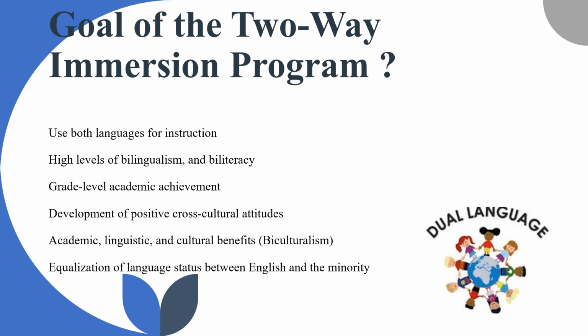What's the goal of two-way immersion program? In this program, the teacher is going to use both languages for instruction. If it's a French two-way immersion, the teacher will be using French and English for instruction. The goals are high level of bilingualism and biliteracy, grade level academic achievement, development of positive and cross-cultural attitude, because both students will learn from each other's culture. Academic, linguistic, and cultural benefits, equalization of language status between English and the minority language.